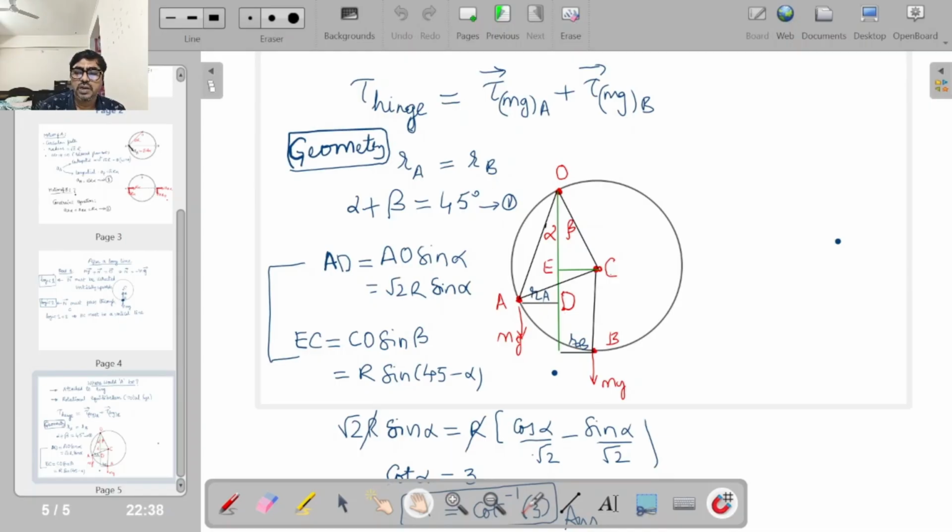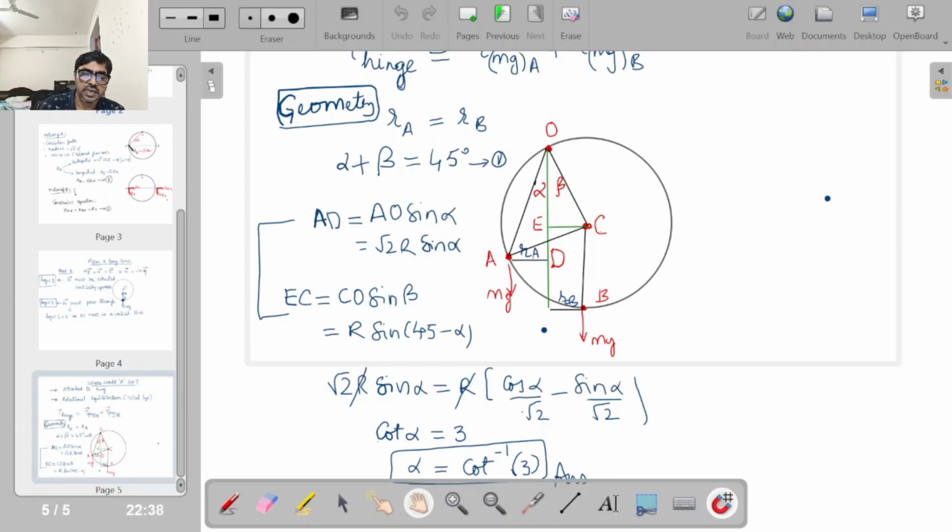Now I drop a perpendicular, EC, and you will get AD. I am creating two right angle triangles. See, in physics, geometry mostly means right angle triangles only. I created two right angle triangles, sir. One right angle triangle, what is that? OAD, and the other one is OCE. In both, the horizontal sides AD and EC are equal, so I have to equate them to find that. And one more thing is this angle is alpha plus beta, 45 degrees, because this is isosceles, no? This is R, this is R. Isosceles right angle triangle meaning the angle has to be 45 degrees.